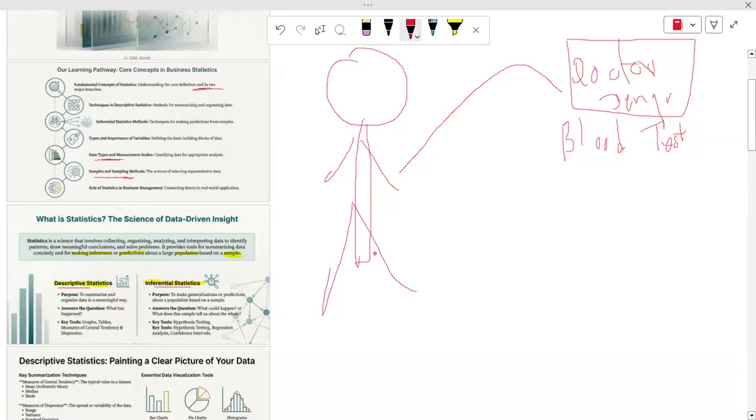Now, please unmute your mic and let me know, in your body, on average, what's the capacity of the blood in your body? How many liters? Blood? How many? 5 to 6 liters, right? 5 to 6 liters of blood you have in your body.